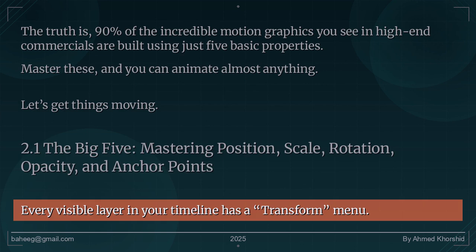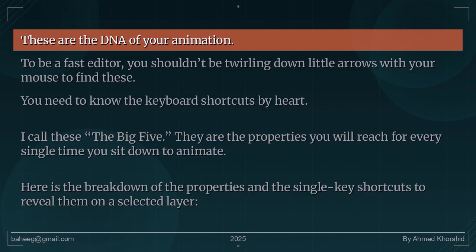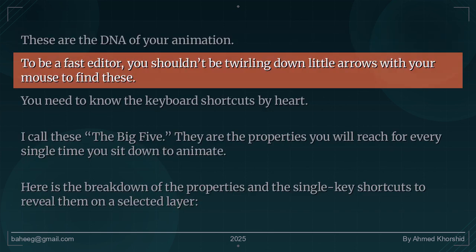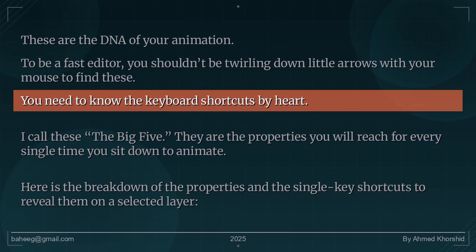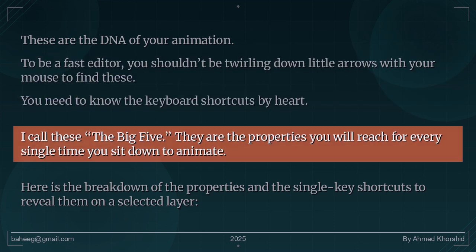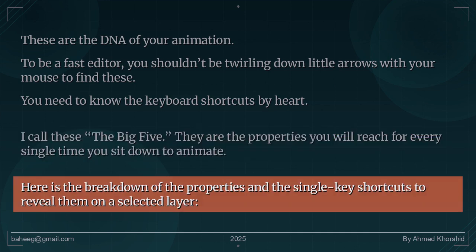Every visible layer in your timeline has a transform menu. These are the DNA of your animation. To be a fast editor, you shouldn't be twirling down little arrows with your mouse to find these. You need to know the keyboard shortcuts by heart. I call these the Big Five. They are the properties you will reach for every single time you sit down to animate. Here is the breakdown of the properties and the single key shortcuts to reveal them on a selected layer.